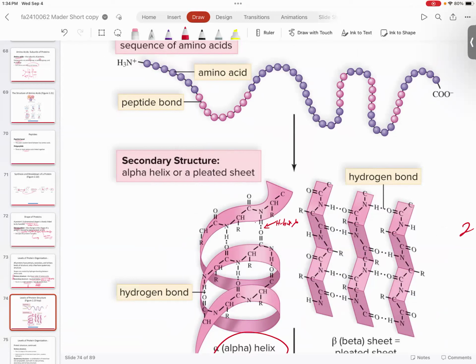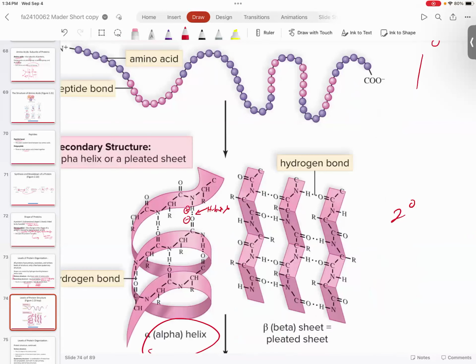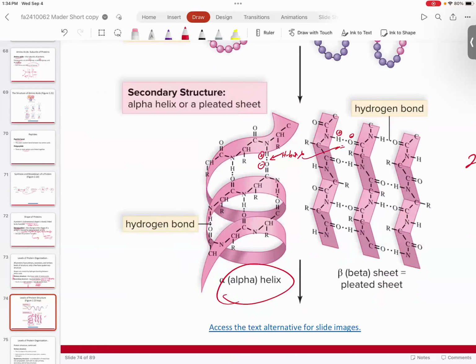So you have the slightly positive hydrogens, basically giving yourself an electrostatic attraction to that slightly negative oxygen. Same thing with the beta pleated sheet. You can see your slightly negative oxygen being attracted to that slightly positive hydrogen. So it's forming a hydrogen bond. So both of these are hydrogen bonds holding these two structures together.